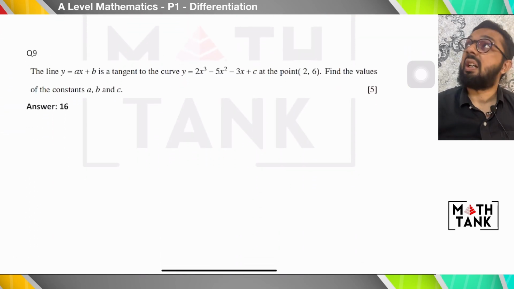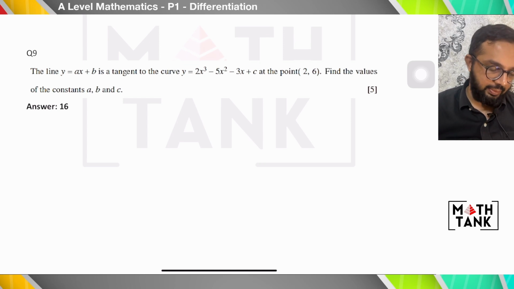Question 9, it says the line y equals ax plus b is a tangent to the curve y equals 2x cubed at the points this. Find the values of the constants a and b. So if this is a tangent, the gradient of this must be equal to the gradient of that. Okay, so that's the first thing I can do. I can say that dy by dx is equal to 6x squared minus 10x minus 3.